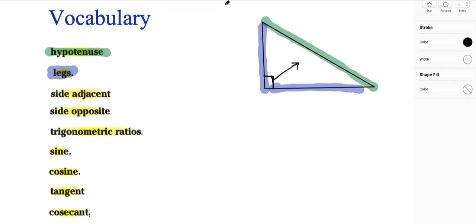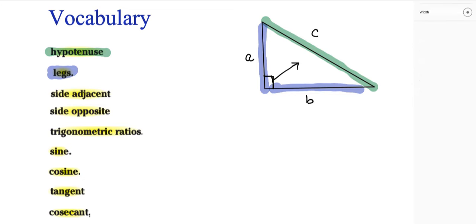So that's the legs of our right triangle. And sometimes, if you go back to the Pythagorean Theorem, one leg is A, the other leg is B, and the hypotenuse is always C, B and A being interchangeable. All right, so with that in mind, let's look at side adjacent and side opposite.